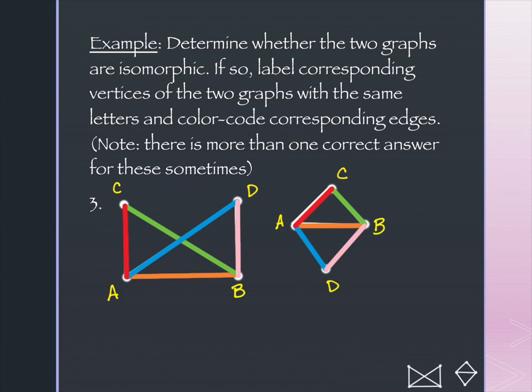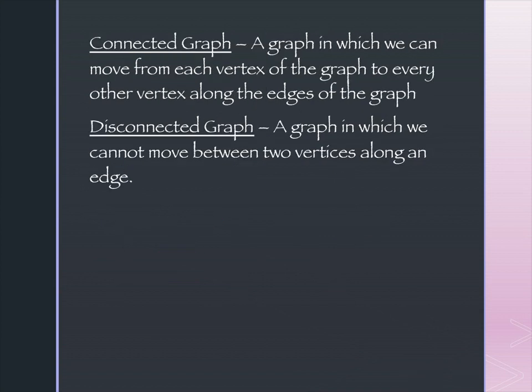Okay, let's look at another one. Connected versus disconnected. So a connected graph is a graph in which we can move from each vertex of the graph to every other vertex along the edges of the graph. And a disconnected graph means you can't do that.